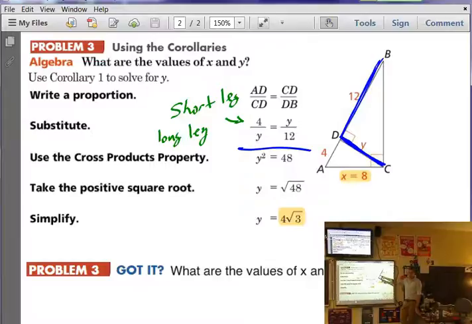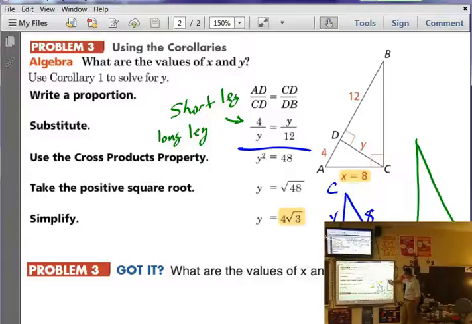Forget about the big right triangle. Think about having two right triangles labeled C, D, A, with this as y, this as 4, and this as 8. And then another right triangle that is B, D, C. That's 12. This is y. And we don't know the hypotenuse, but we don't need to.